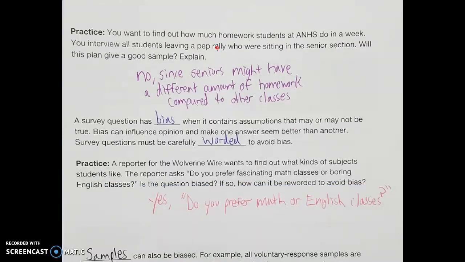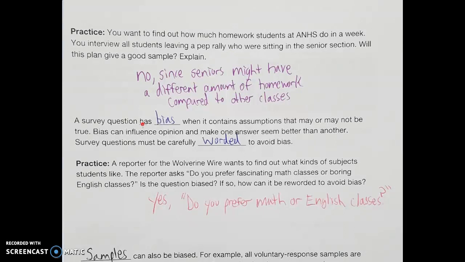So we want to find out how much homework students at ANHS do in a week. We interview all students leaving a pep rally who are sitting in the senior section. Will that give a good sample? That example I don't think would give a good sample, because if you're only interviewing the senior section and only sampling that grade level, they might have a different amount of work than other classes do. Seniors probably have less homework than most classes on average. If you wanted to make that a better sample, you could do the same thing, but randomly sample from each grade level and make yourself a stratified sample.